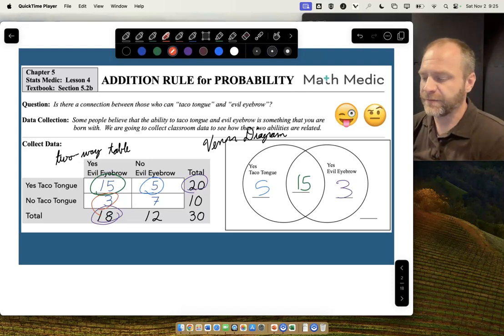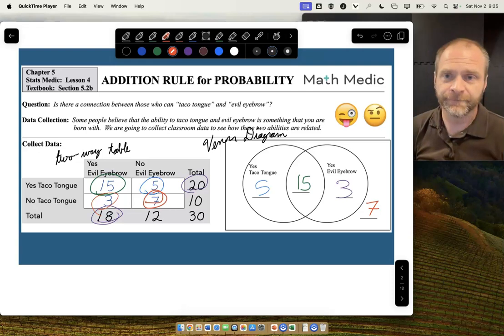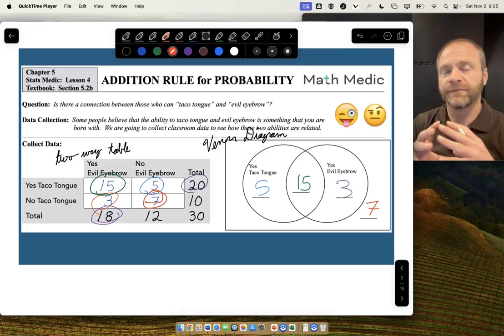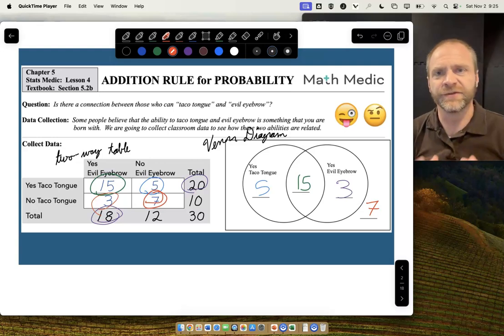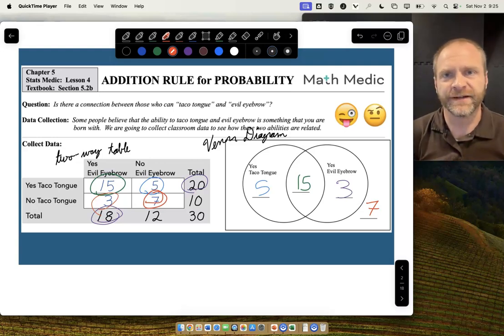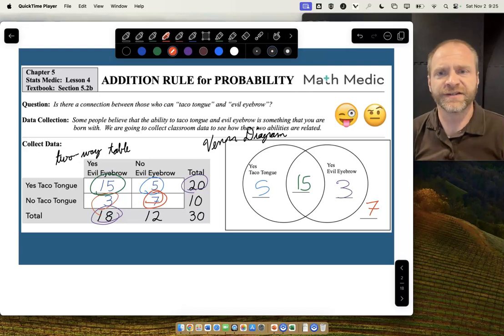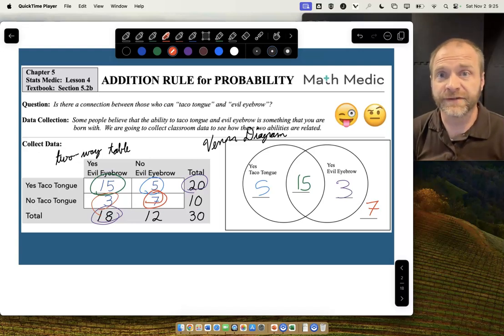There are 7 people in that class who could not do either. And so those are the ones who are completely outside of both circles. And so this is a way of introducing the two-way table and the Venn diagram to us so we can understand what's going on. Now we can use this to help us find probabilities based off of the two characteristics.